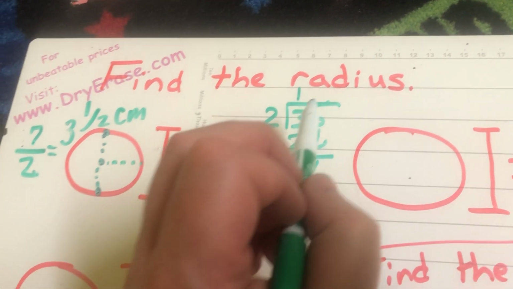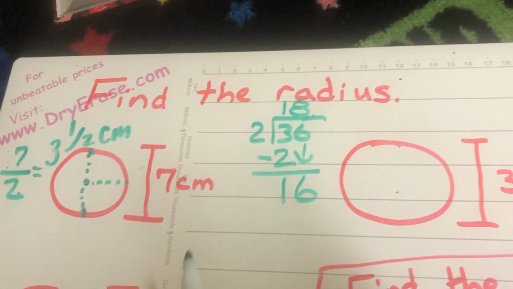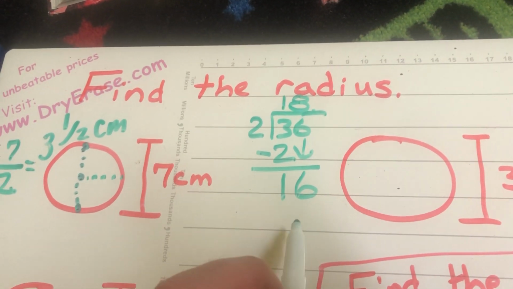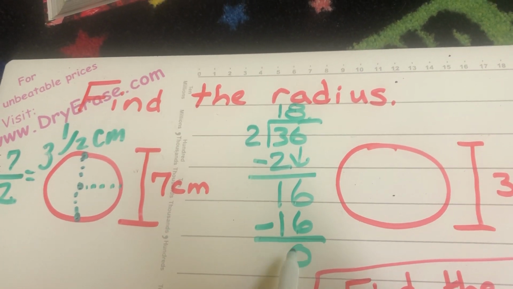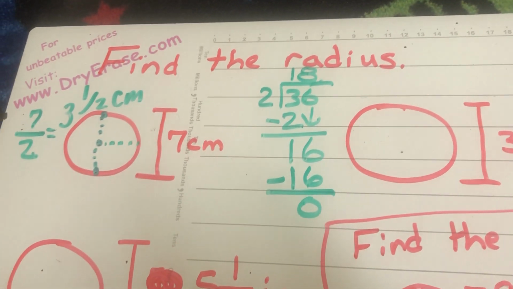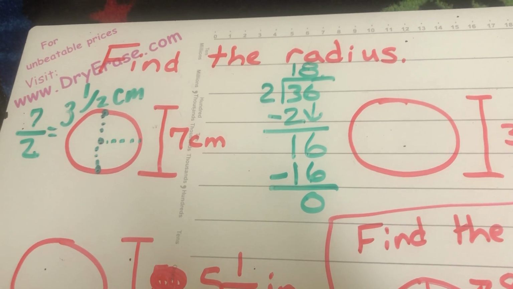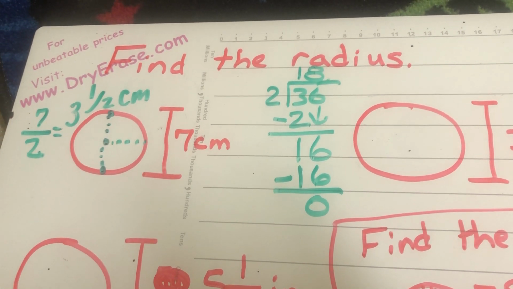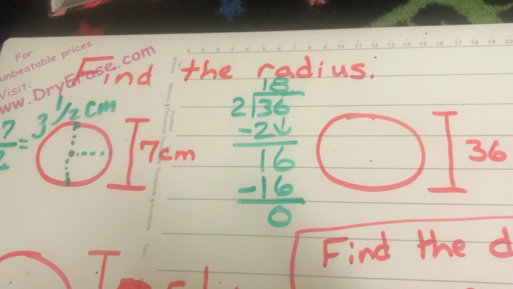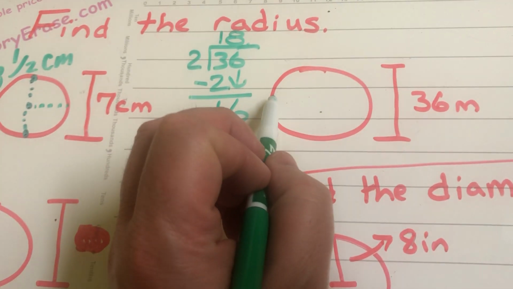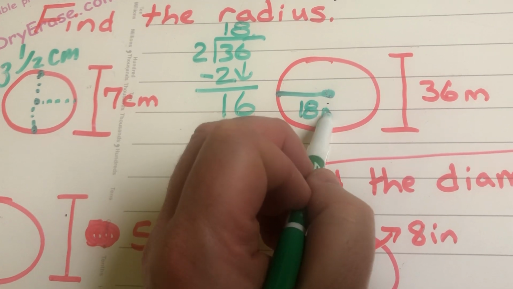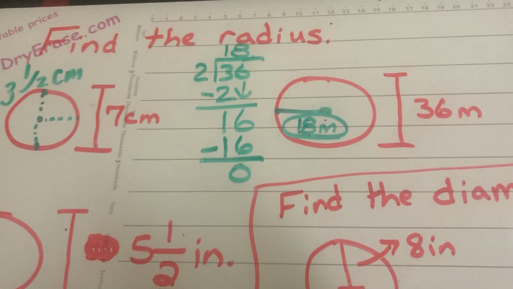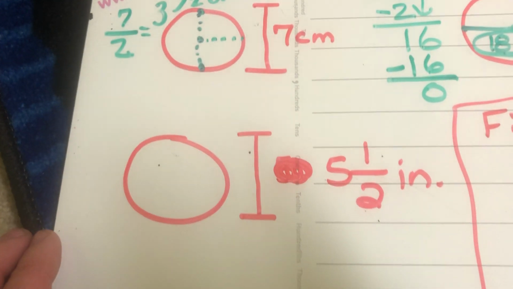2 can go into 16 8 times. 8 times 2 is 16. 16 minus 16 is 0. So I know that 2 can go into 36 18 times, which means the radius, the distance from here to here, is 18 meters. All right, moving right along.